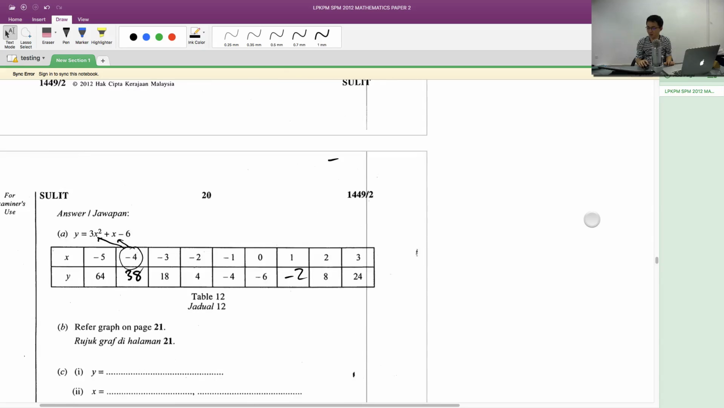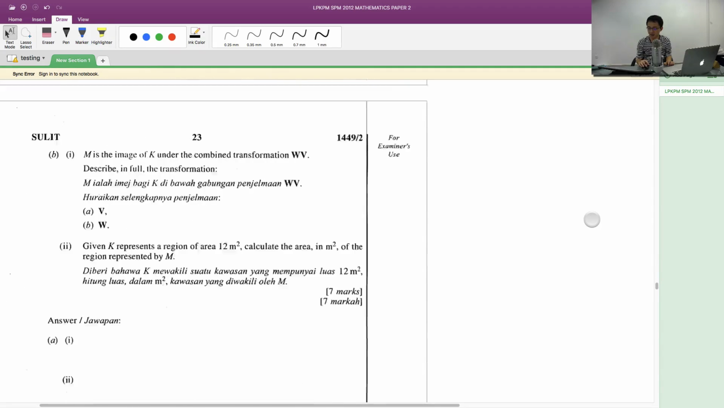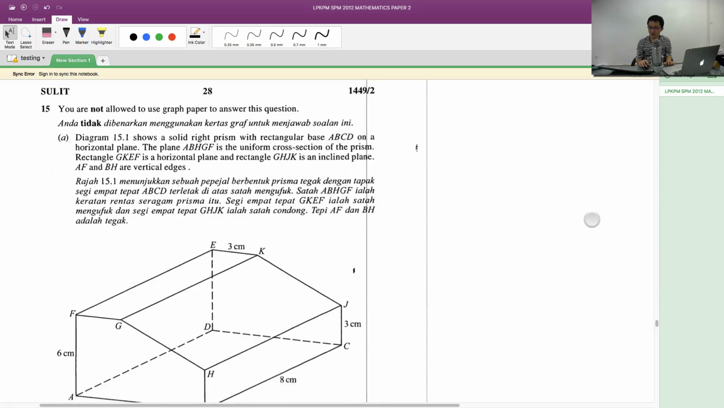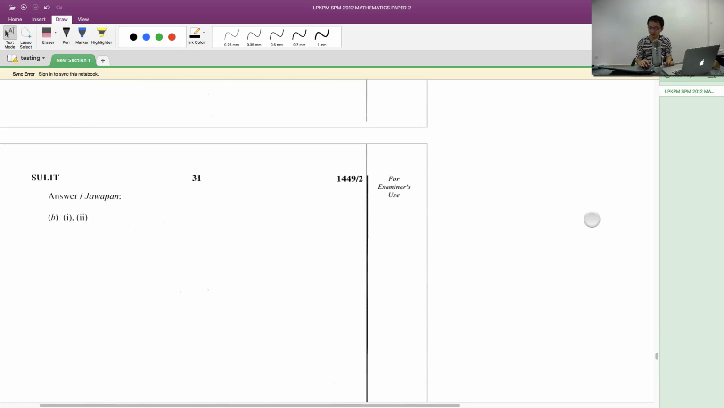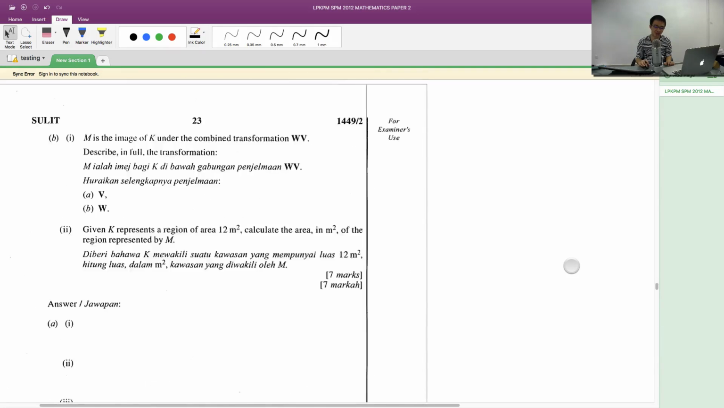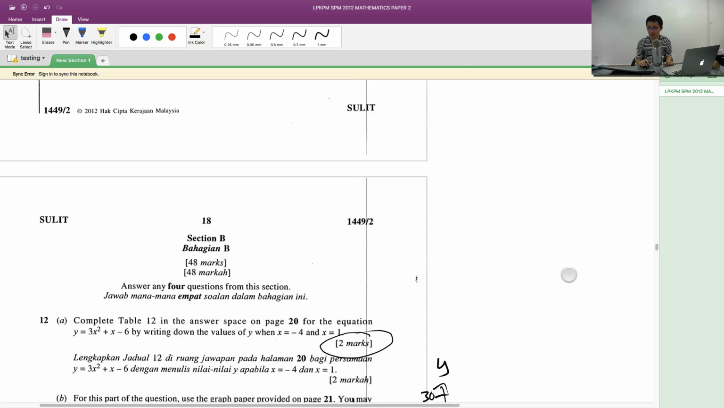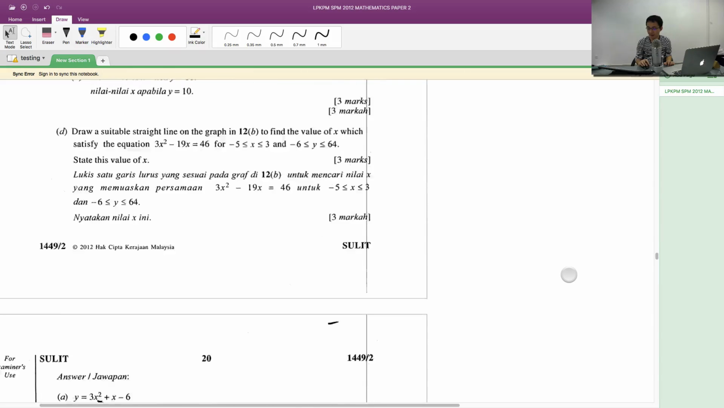Alright, so I see, did it give me the graph paper as well? Yeah, I have no graph paper here. So definitely I will teach you how to sketch, but then you sketch it yourself. Yeah, we go to the table here.